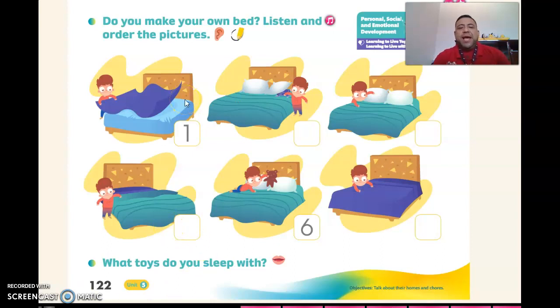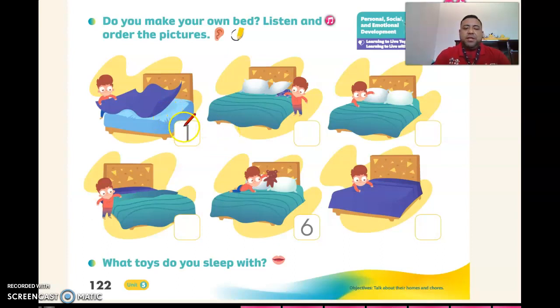122, and we have to make our own bed. Eso es lo que dice esta actividad. So we have to label these pictures. Yo les ayudé en clase, so let's label the pictures.